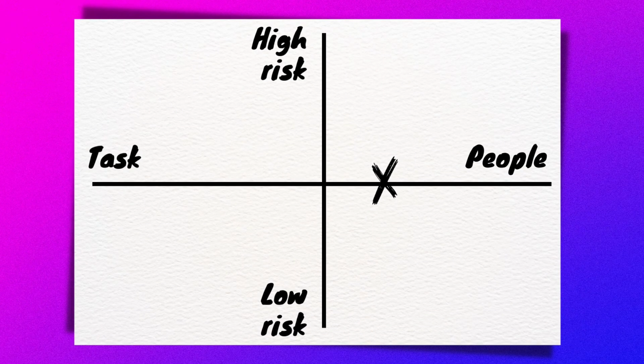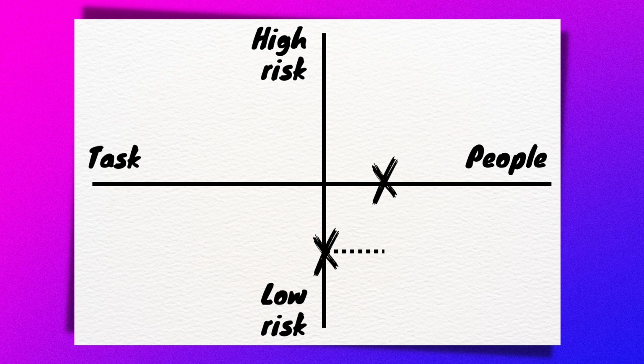Okay, back to your grid and you're going to mark high risk at the top of your page and low risk at the bottom. Now, depending on how you feel about taking risks, choose where on the line your X will fit. Really take a few moments to think about this and pause the video if you need more time.